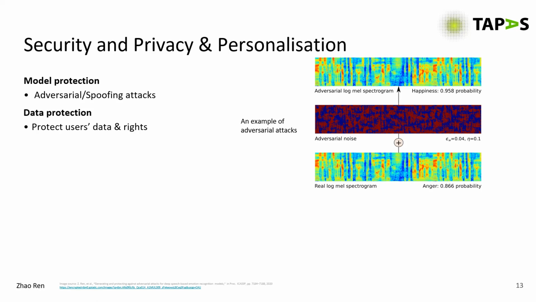There are also some other attack types such as spoofing attacks. And for data protection, according to many laws such as GDPR, we need to protect users' data and their rights. For example, there are some current technologies like federated learning to protect users' data privacy.